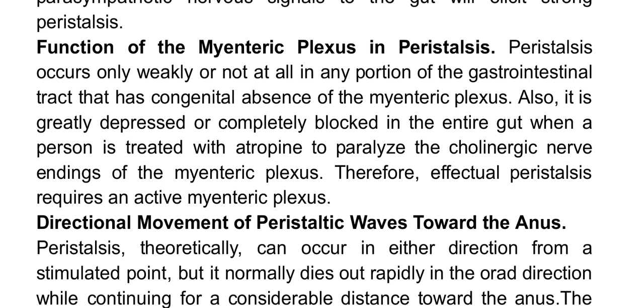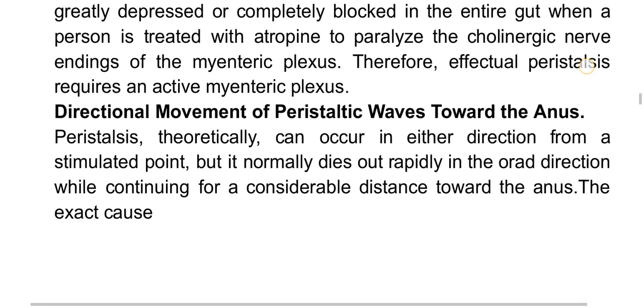Peristalsis occurs only weakly or not at all in any portion of the gastrointestinal tract that has congenital absence of the myenteric plexus. Also, it is greatly depressed or completely blocked in the entire gut when a person is treated with atropine to paralyze the cholinergic nerve endings of the myenteric plexus. Therefore, effectual peristalsis requires an active myenteric plexus.